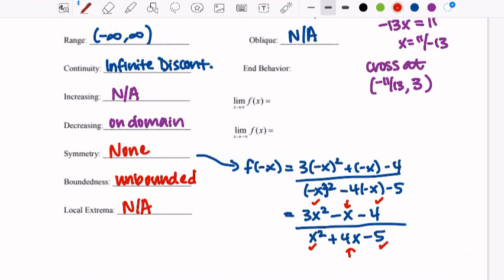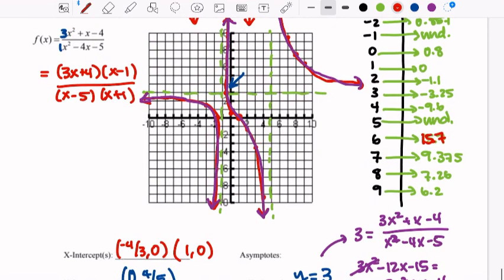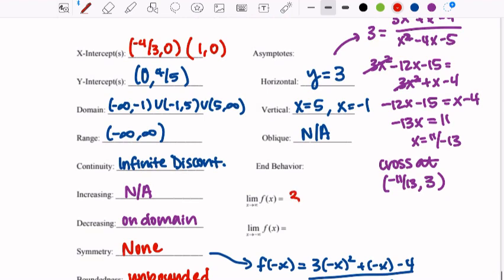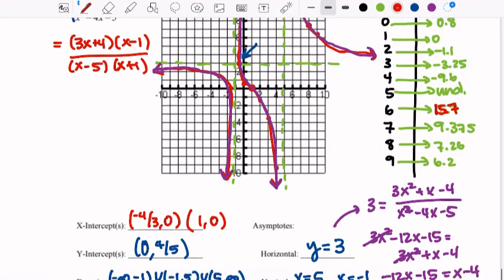And then last up, we have our end behavior. So the limit as x approaches positive infinity. Okay, what's going on here? Well, as we go to the right, it looks like we're approaching that horizontal asymptote of 3. And then same thing over here, as I'm looking at the left, it looks like we're approaching 3 as well.